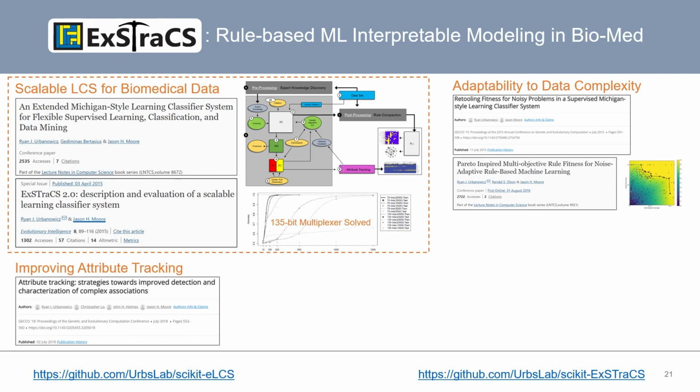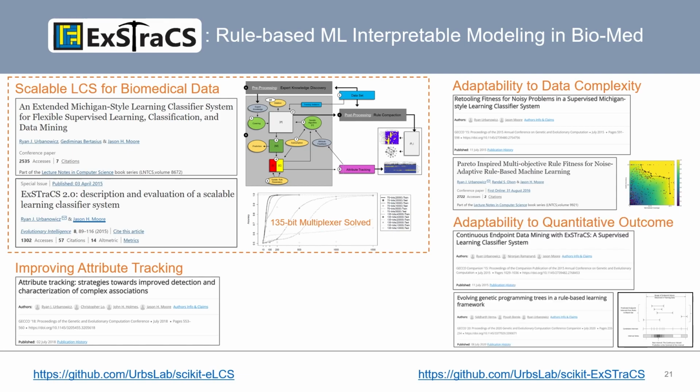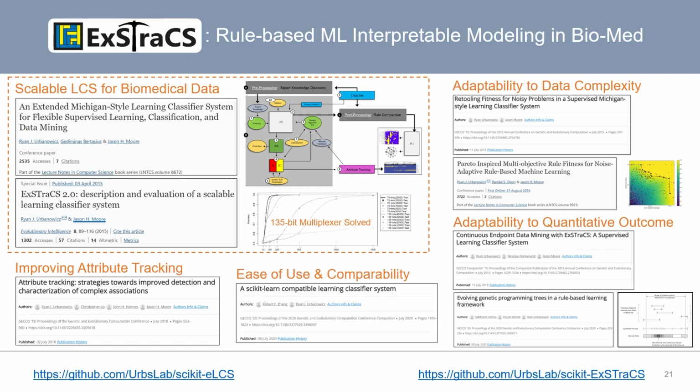We've also worked on ways to improve our aforementioned attribute tracking strategy, and ways to better adapt rule-based machine learning to quantitative outcomes. And since this family of algorithms isn't well known, and there isn't much in terms of accessible software, we've turned ExSTRACS and the other learning classifier systems mentioned into scikit-learn compatible software packages that are open source and easy to use. You can find these packages at the GitHub links at the bottom of the page.